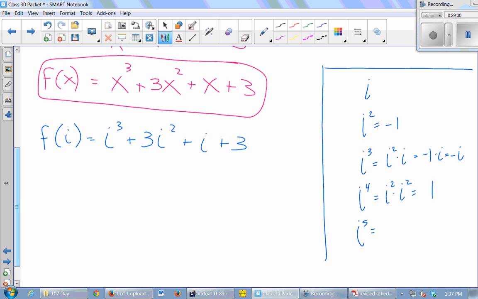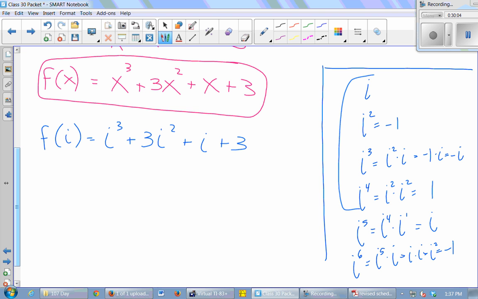i to the 5th. To get an i to the 5th, I would do an i to the 4th times an i to the 1st. All right, what's i to the 4th? 1. We figured it out a minute ago. And so 1 times i is i, back to the beginning. i to the 6th, I could take my i to the 5th times i, and then I would have i times i, which is i squared, which is -1, back to here. So it repeats every 4.